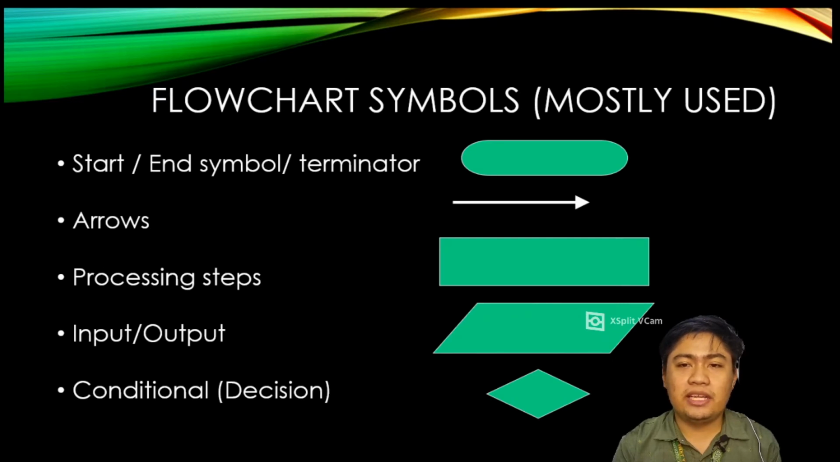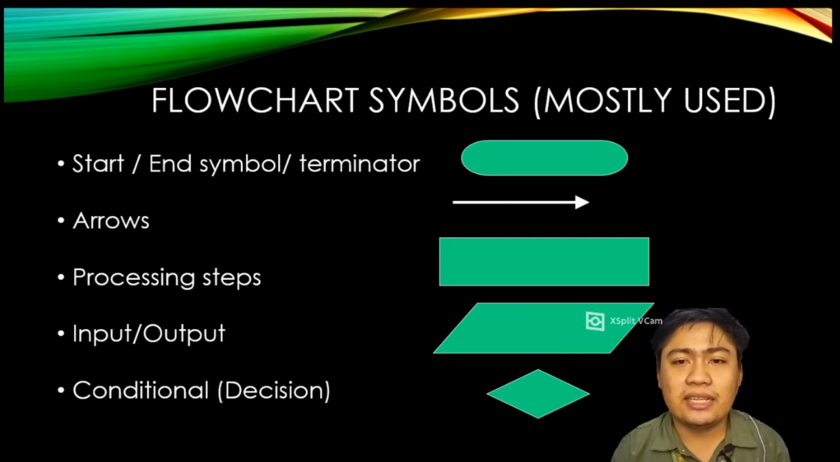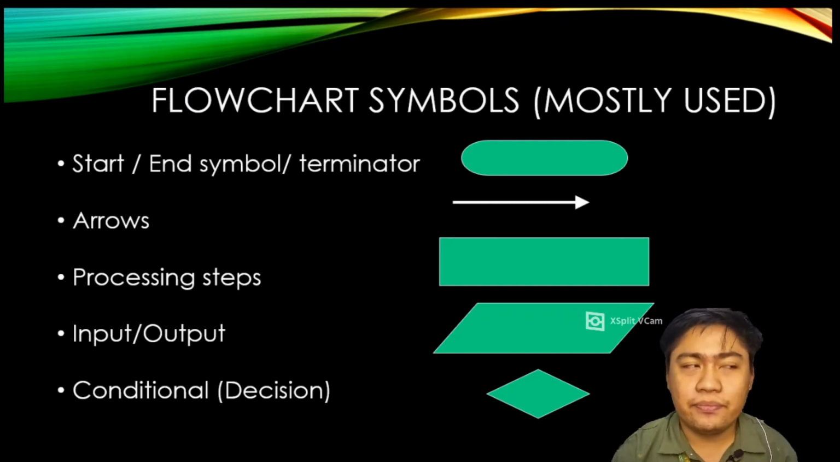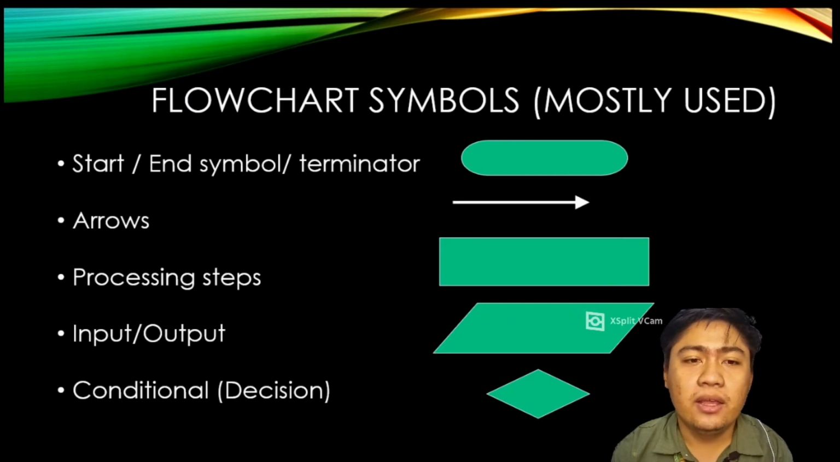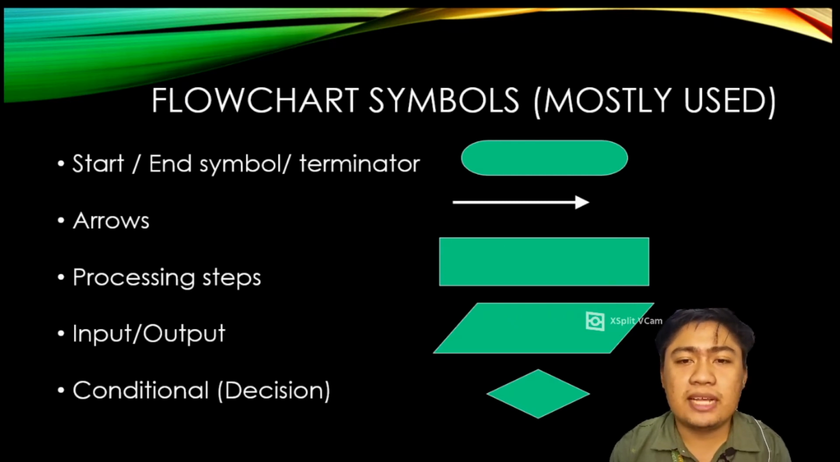So we have here the basic flowchart symbols. Let's have the first one, the terminator. It is used in declaring the beginning and the end of the flowchart. It is labeled with the word start or end. The second one is the connecting arrows. It declares the flow of the process. The next one is the processing step or the process. This is used to process data, normally composed of mathematical symbols.